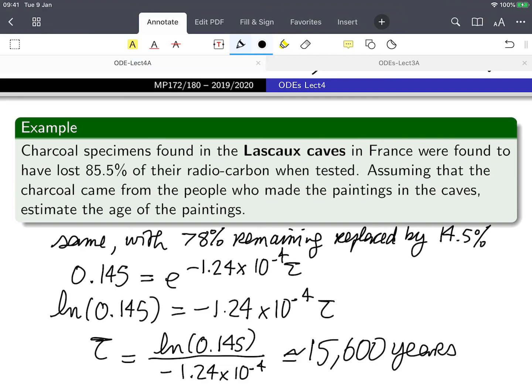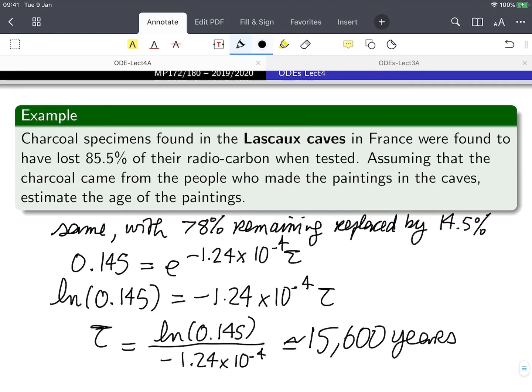You can't visit it anymore. They made a copy of it, so you can visit the copy cave. But the cave itself is just protected now, deteriorating just from the breath of visitors. Okay. So I'm going to stop now.